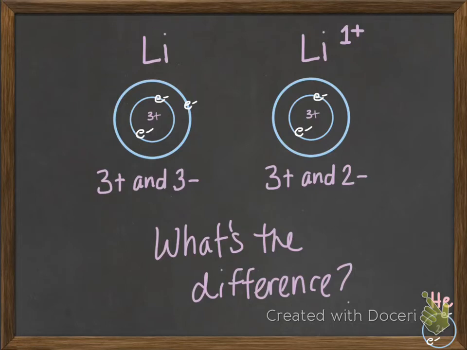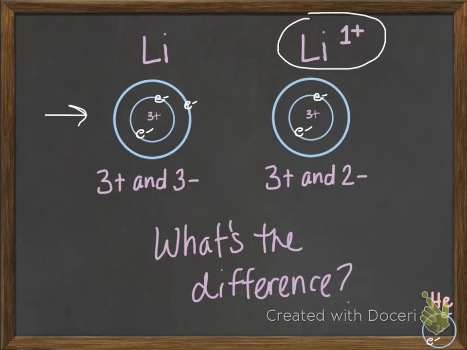So, what's the big difference here? Well, here I have a lithium atom, and it's got 3 protons and 3 neutrons. And here I have something that's marked as lithium 1+. While it's got 3 protons, it's only got 2 electrons, which means that it has an overall 1+ charge. Well, that's the difference. One of them has lost an electron and therefore is now charged.